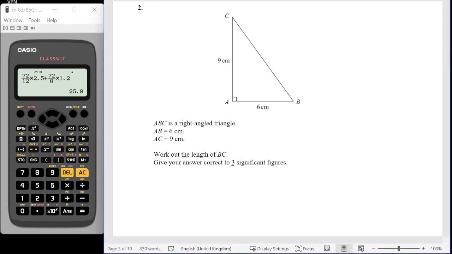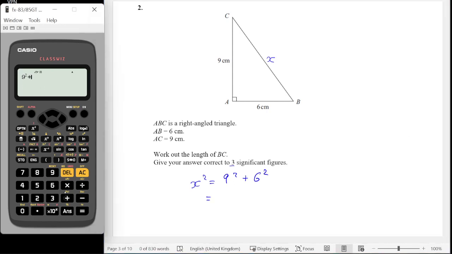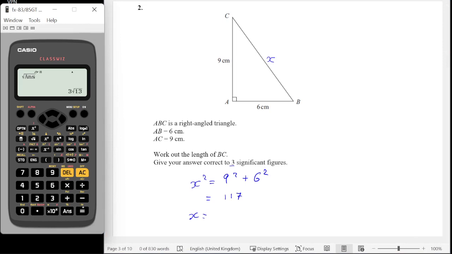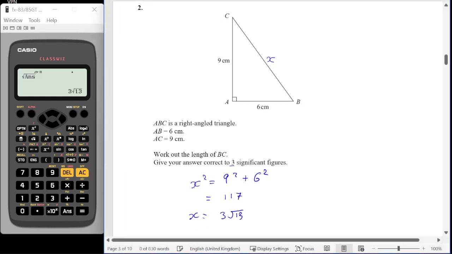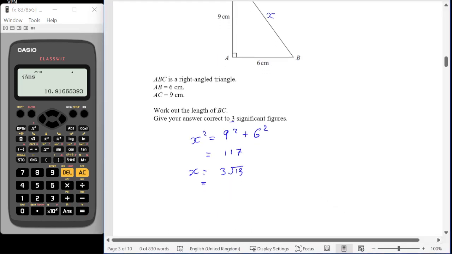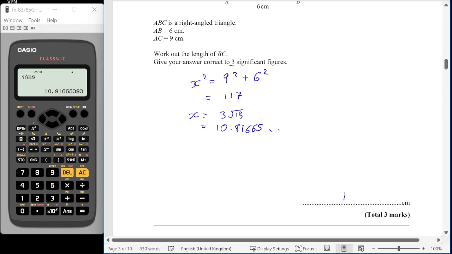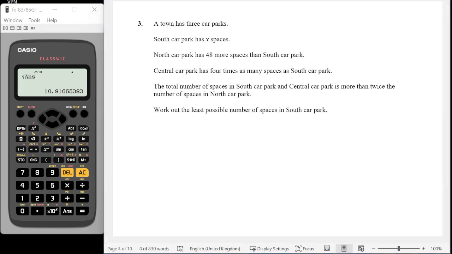So we're using trigonometry to work out the hypotenuse, the longest side. I tend to go x squared is going to be equal to 6 squared. Sorry, I tend to, just by habit, put the largest side first, so 9 squared plus 6 squared gives me 117. So x is equal to the square root of that, which is 3 root 13. Then as a decimal, that's 10.81665... so I haven't rounded. To round that to 3 significant figures, that's going to be 10.8.